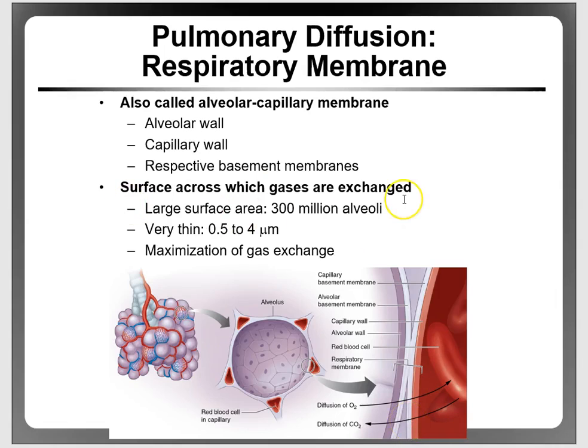So the surface area over which these gases are exchanged is large. It's a large surface area, 300 million alveoli. It's quite huge, and these are very thin respiratory membranes, and they really will enhance gas exchange.